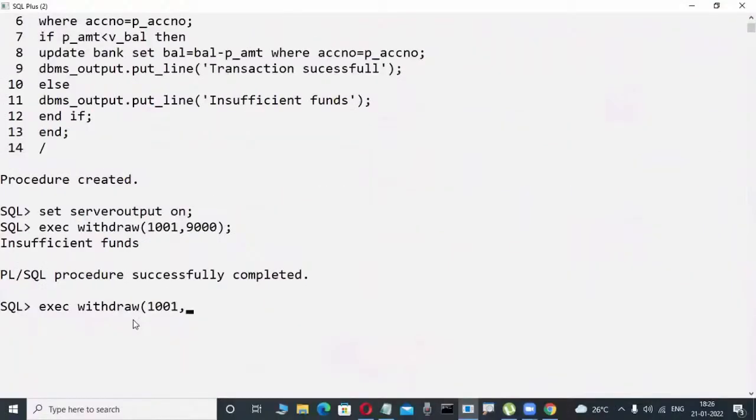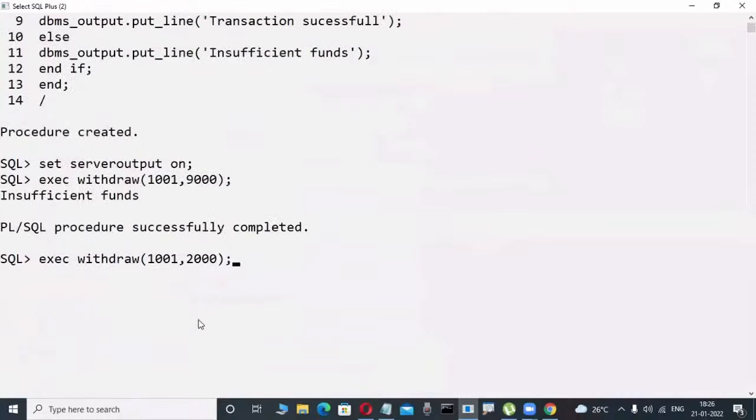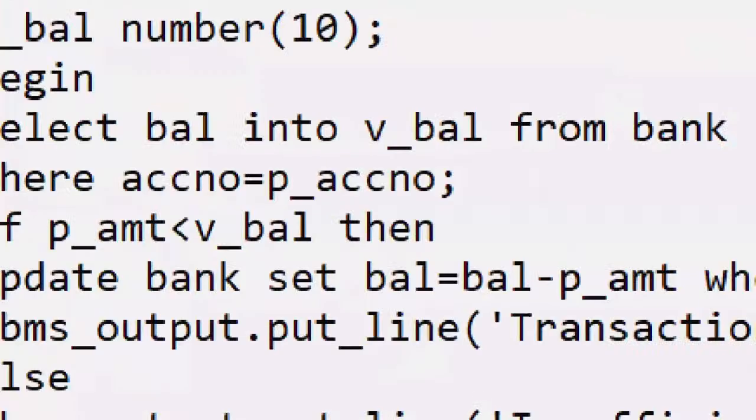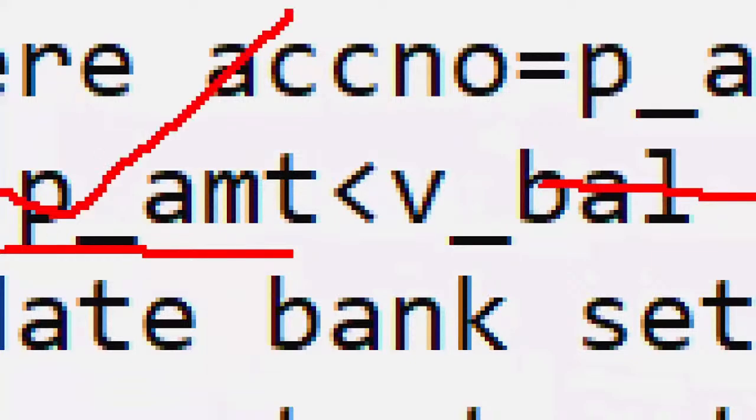Okay, so now here is the procedure. Now I try to withdraw 2,000 rupees. Possible, possible. Why? Because here my balance is 3,000, and I try to withdraw only 2,000, so it is possible. Whenever the amount passed, 2,000, is less than the available balance, in this case 3,000, here this 2,000 is less than 3,000.